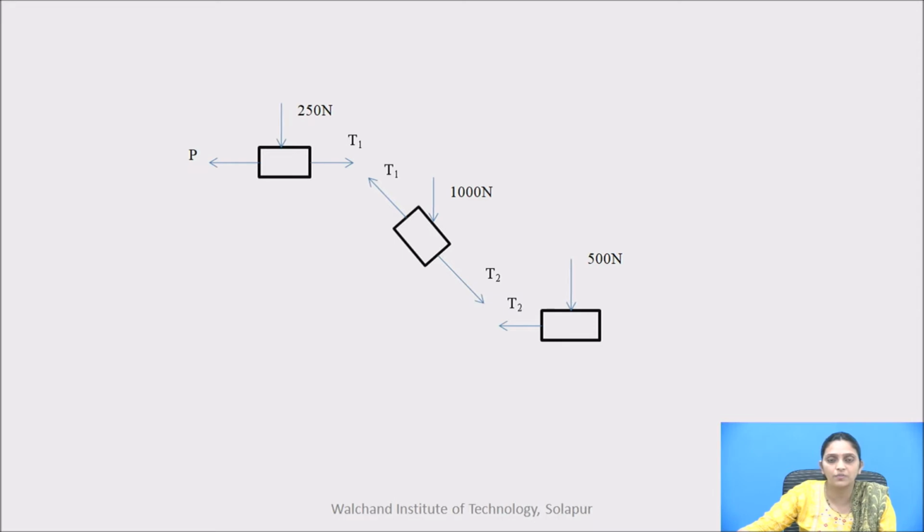We have removed the support of each block, so instead of support, show the support reaction. The blocks are moving with the pulling force P, so show the frictional force in the direction opposite to the motion. So for block 1, N1 and F1 will act like this. For block 2, N2 and F2 will act as shown in the figure, and for block 3, this is N3 and F3.